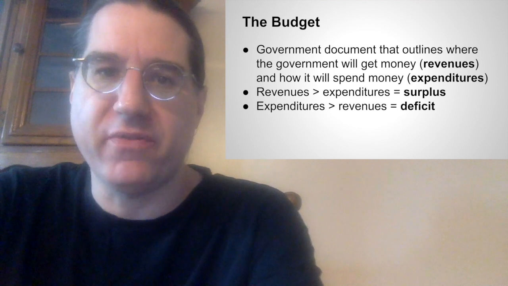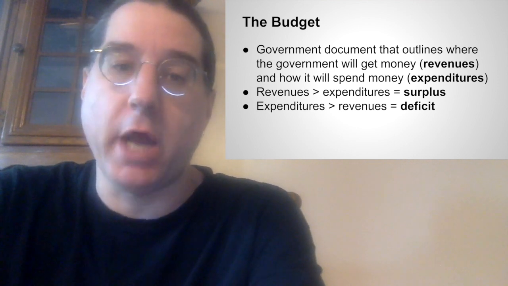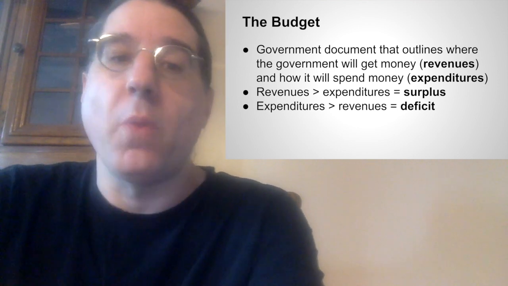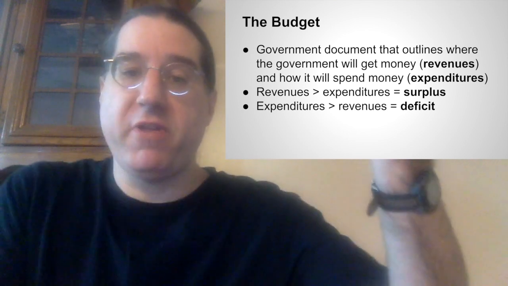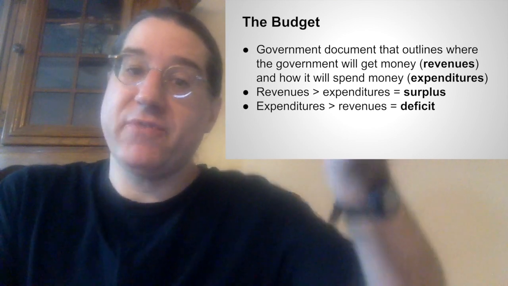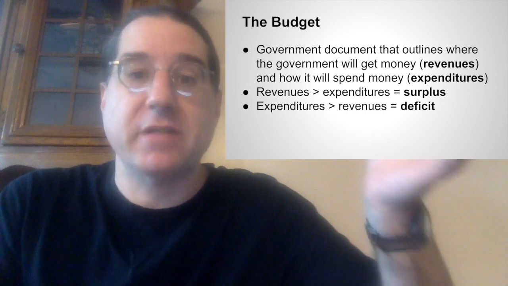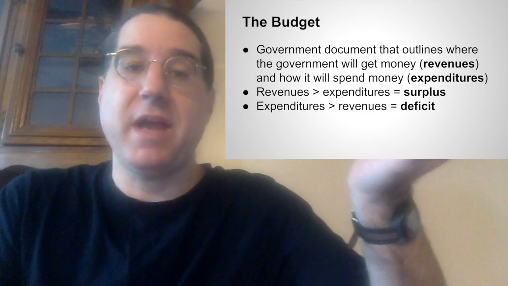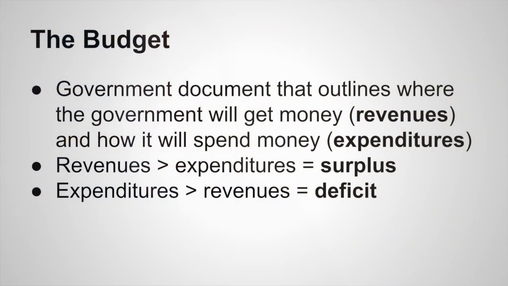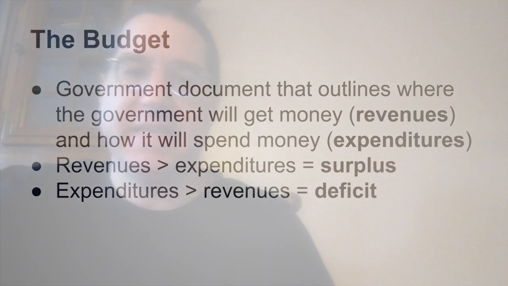collect money, called revenue, and what it'll spend that money on, which is called expenditures. When the government's revenues are greater than expenditures, the government has money left over after it pays all its bills. That's called a surplus. If the expenditures are greater than the revenue, then the government is running a deficit. There's a gap between what the government needs and what it has. The government's going to need to borrow money to fill this gap.